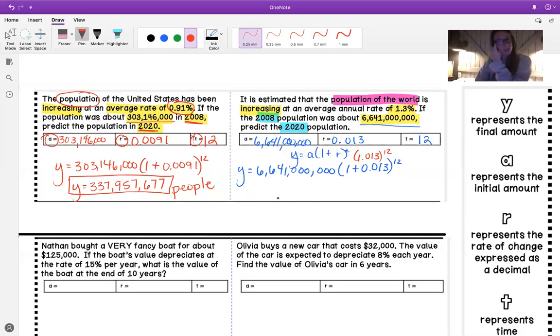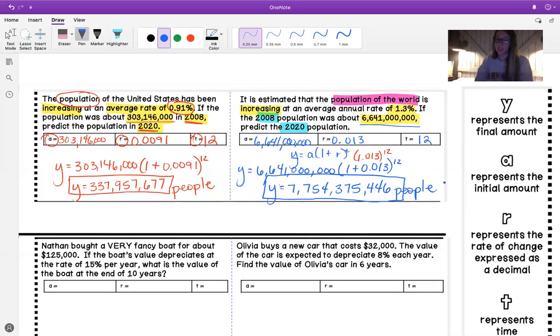Okay, really the rest of it, you just type it all into your calculator. This one you should be able to do on most calculators. And you are going to get y equals 7,754,375,446. Okay, so that's what they predict the population of the entire world to be in 2020, based off of the current population and how quickly it's increasing now.